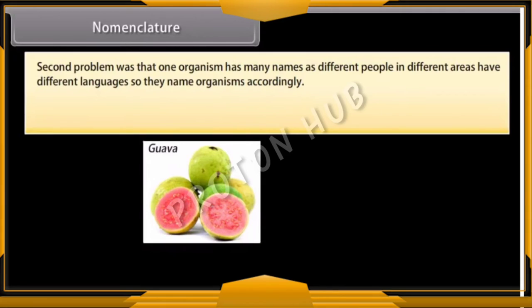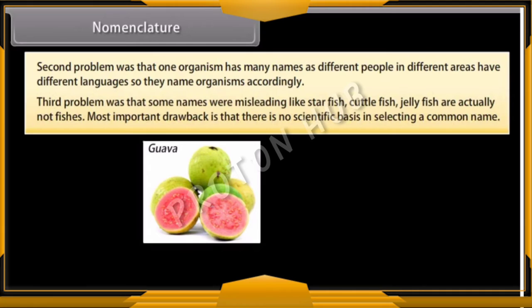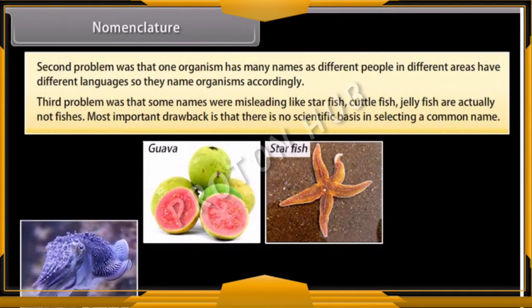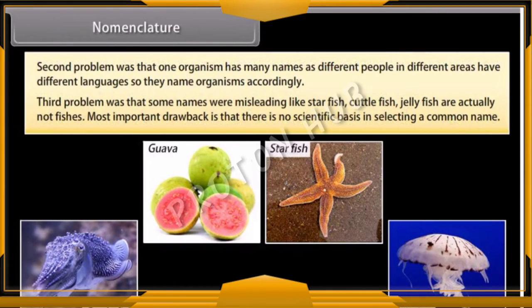Second problem was that one organism has many names, as different people in different areas have different languages, so they name organisms accordingly. Third problem was that some names were misleading, like starfish, cuttlefish, jellyfish are actually not fishes. The most important drawback is that there is no scientific basis in selecting a common name.